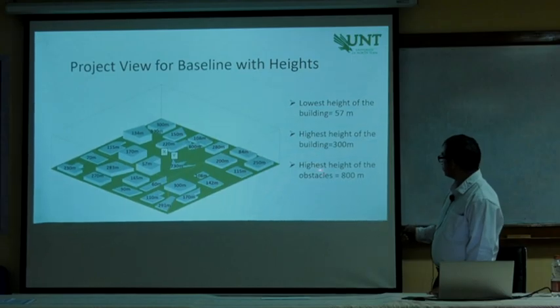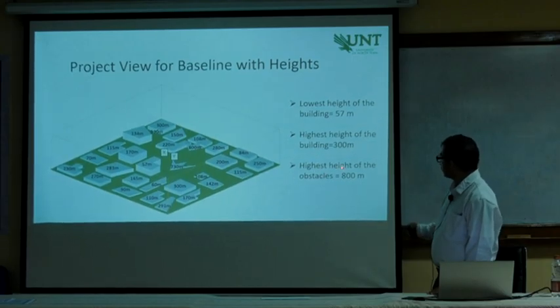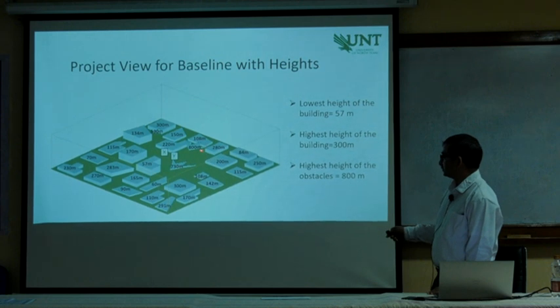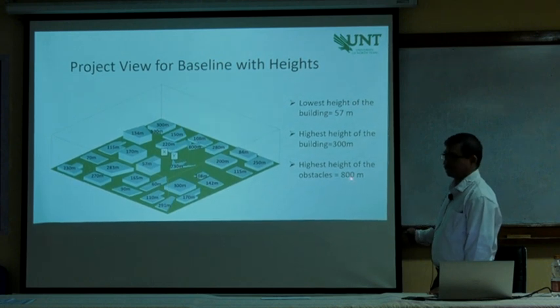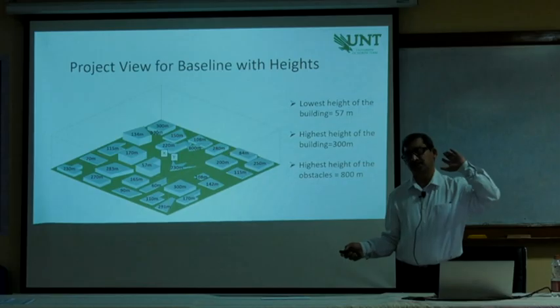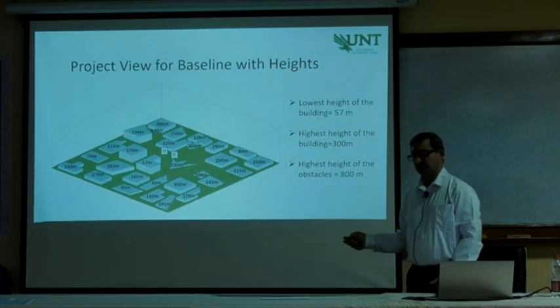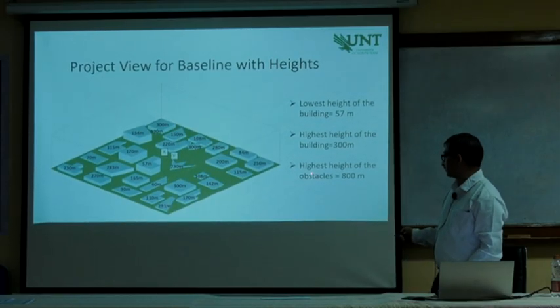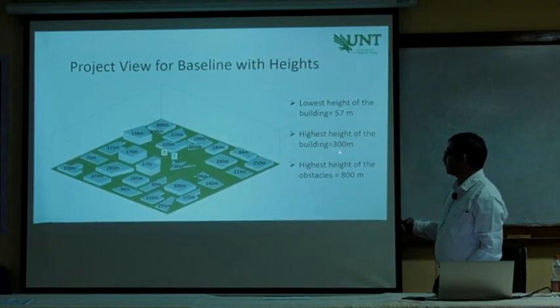Well, it's actually the building heights are only 300 meters, but the obstacle heights are 800 meters. That means obstacle means they are flying objects. They can be anywhere, like birds and other aircraft. But the highest building is 300 meters.